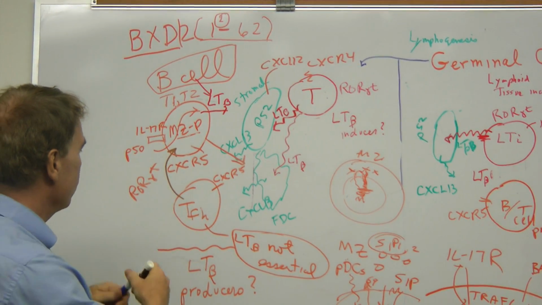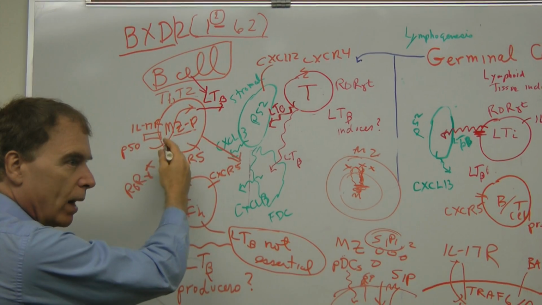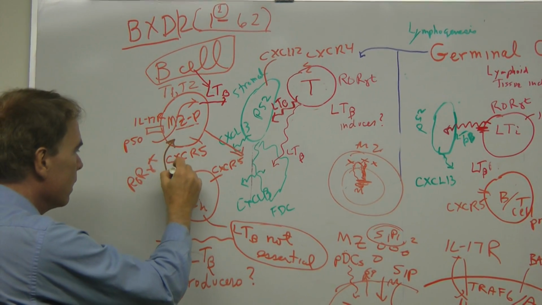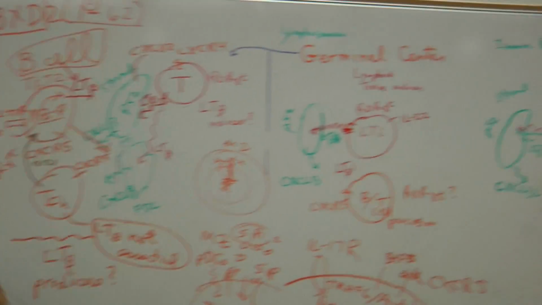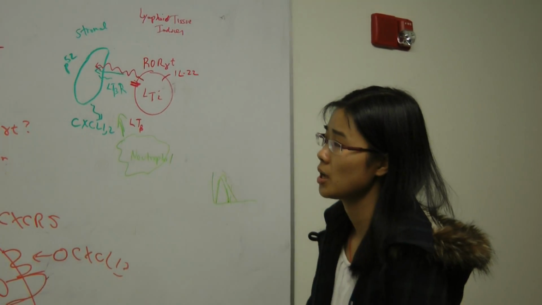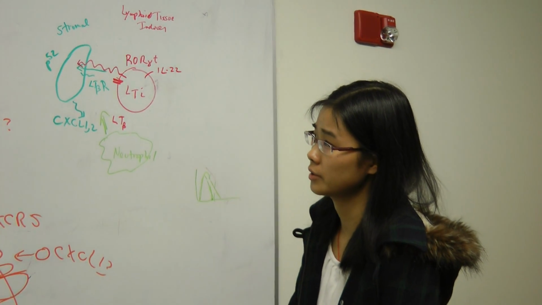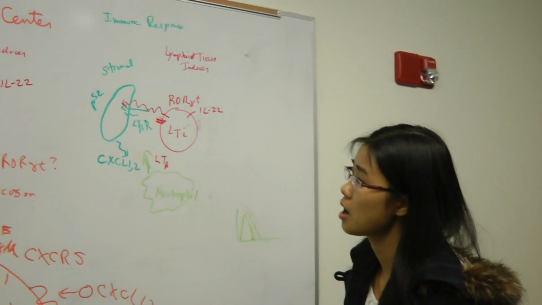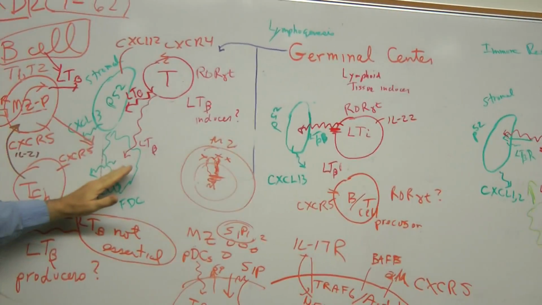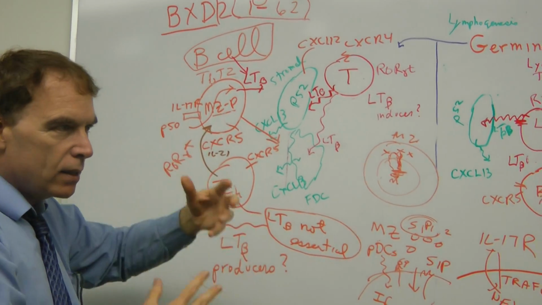The main molecule here is TFH production of IL-21, which is the critical cytokine for the survival of B cells and the somatic hypermutation for antibody production. So it's lymphotoxin beta, CXCL13, and IL-21. Those three in a cycle.